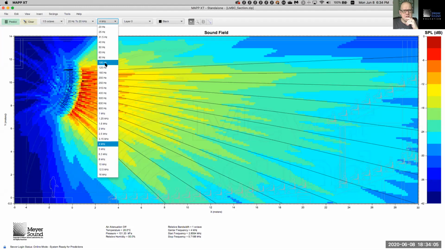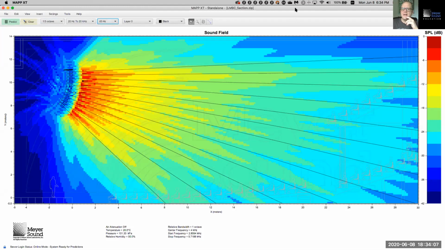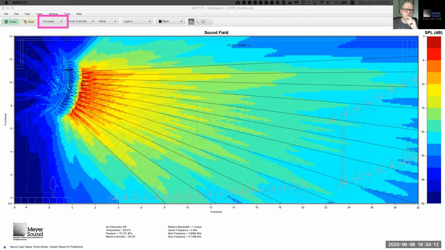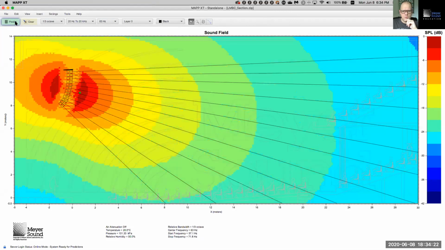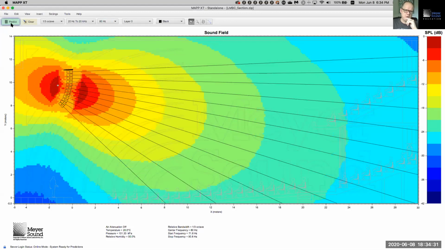Let's go back to 63. But rather than looking at an entire octave, I want to go a little bit more narrow band. So I instructed MAP to show me 1/3 octave rather than 1 octave. And let's go to 63 hertz and only look at 1/3. Well, we've seen that before. Okay, that's 63 hertz. Let's go up in frequency. Let's go to 80 hertz. If I pay careful attention, it appeared as if it became a little bit narrower. Interesting. Let's keep track of that.